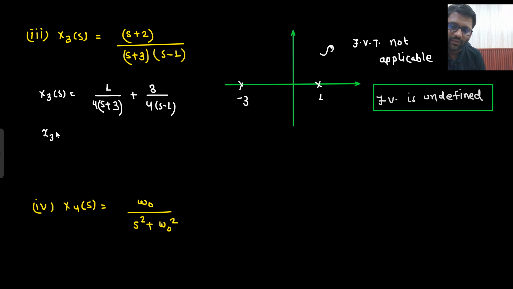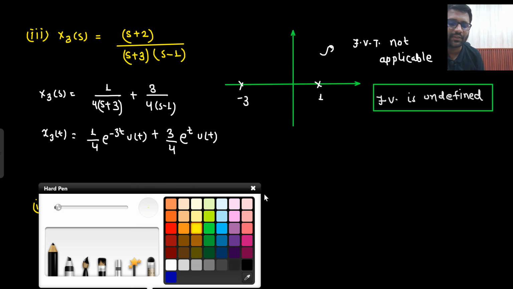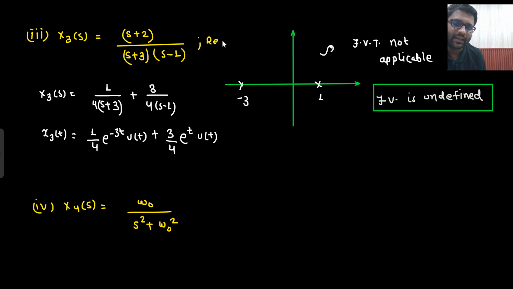So from here what do I see? 1 by 4 e to the power minus 3t u(t) plus 3 by 4 e to the power t u(t). And they will mention the ROC. What will be the ROC that will be mentioned? It will be mentioned in the question. ROC will be mentioned as real part of s greater than 1. That means it is a causal signal. If it is causal, then u(t) is coming.